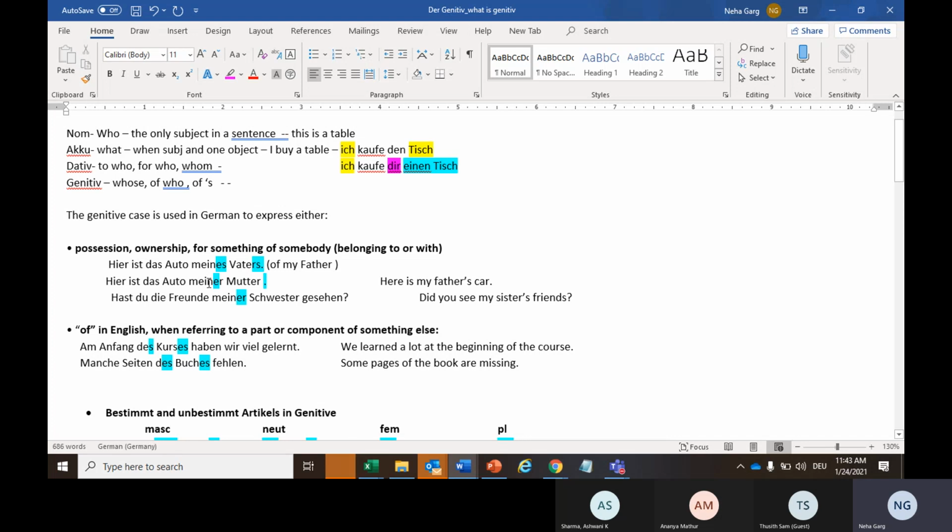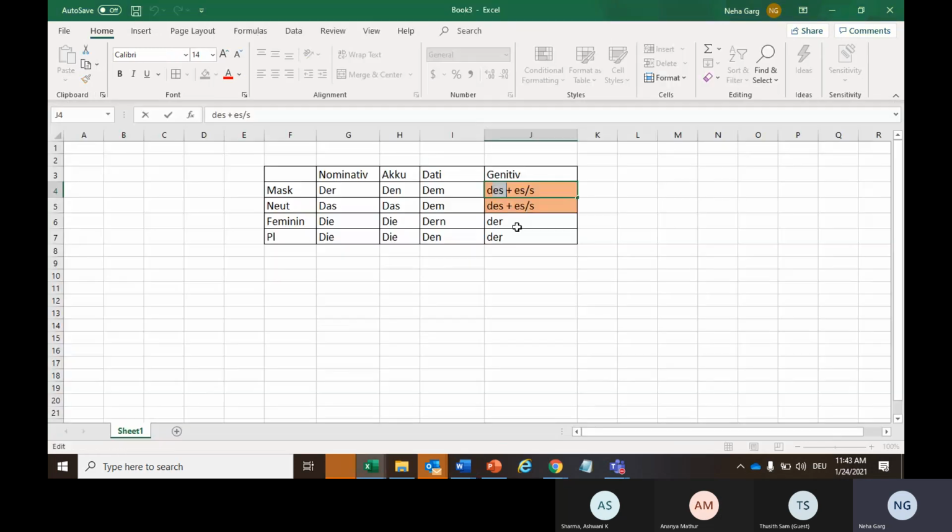Here is das Auto meiner Mutter. Mutter is die Mutter, so I will change die to der. So meiner plus Mutter, meiner Mutter. And no additional endings with the noun, because this is feminine. These additional endings are with masculine and neutral only.